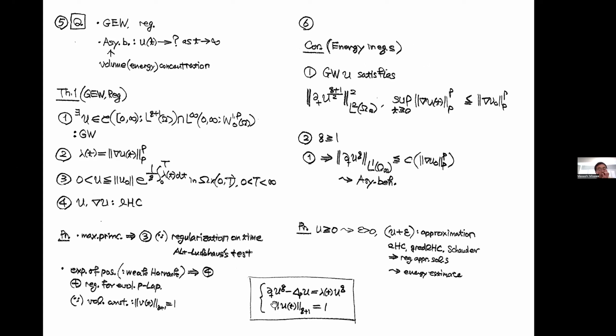So the limit must compensate for such volume preservation. So we can expect some volume concentration at some parts of the domain. And this is called volume and energy concentration. We can expect such volume and energy concentration at infinite time for our solution. This is our motivation and question.